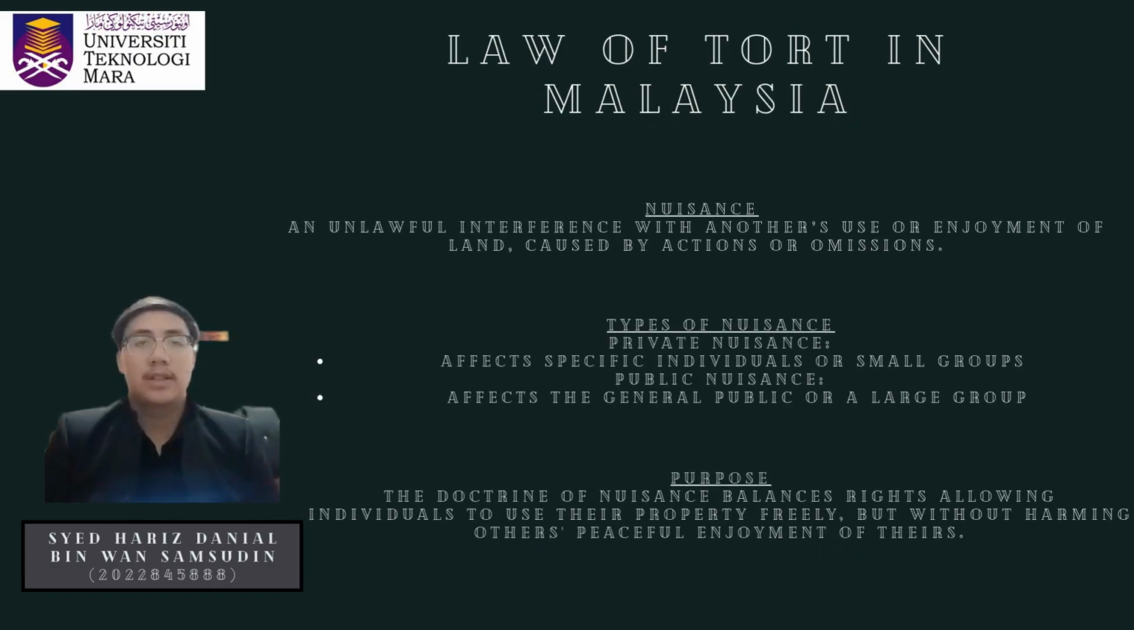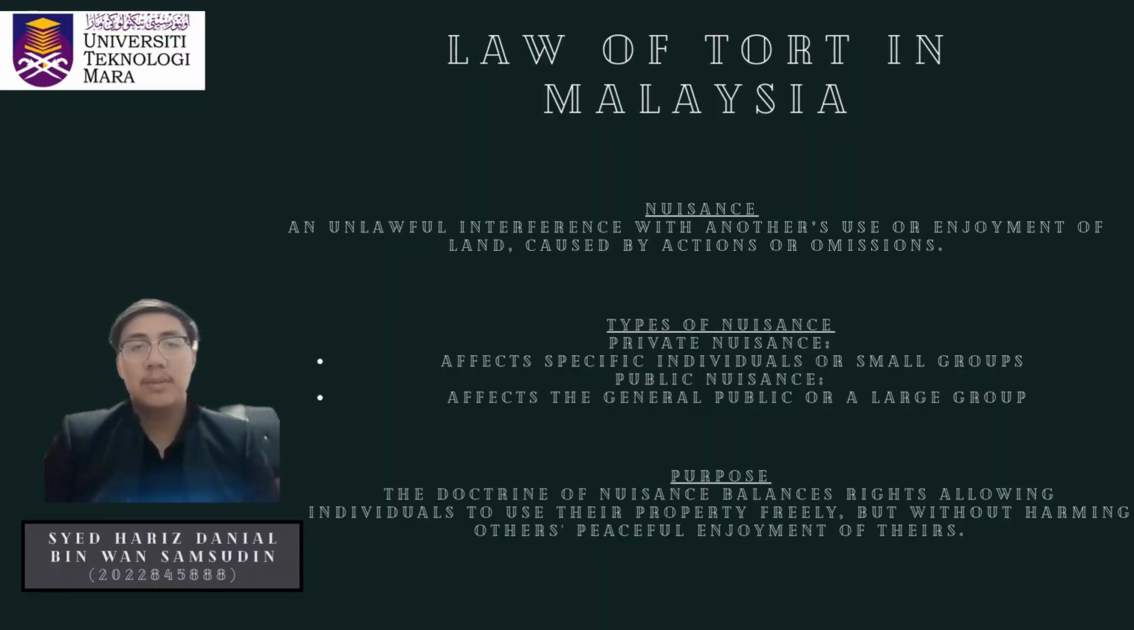The third one is nuisance. Under Malaysian tort law, nuisance refers to an unlawful interference with another person's use or enjoyment of land caused by unreasonableness or excessive disturbance through action or omission. There are two main types: private nuisance, which affects specific individuals, and public nuisance, which impacts the general public.